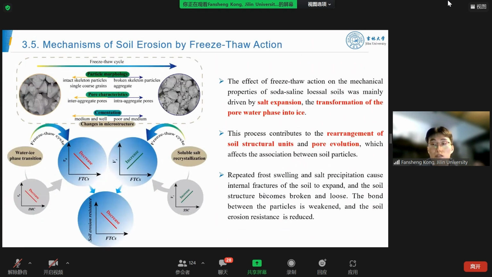The effect of freeze-thaw action on the mechanical properties of Soda-Saline loess soil was mainly driven by salt expansion and the transformation of pore water freezing to ice. This process contributes to the rearrangement of soil structure units and the pore evolution, which affect the association between soil particles, and the soil erosion resistance is reduced. It's highly susceptible to external erosion by wind, water, and other forces.